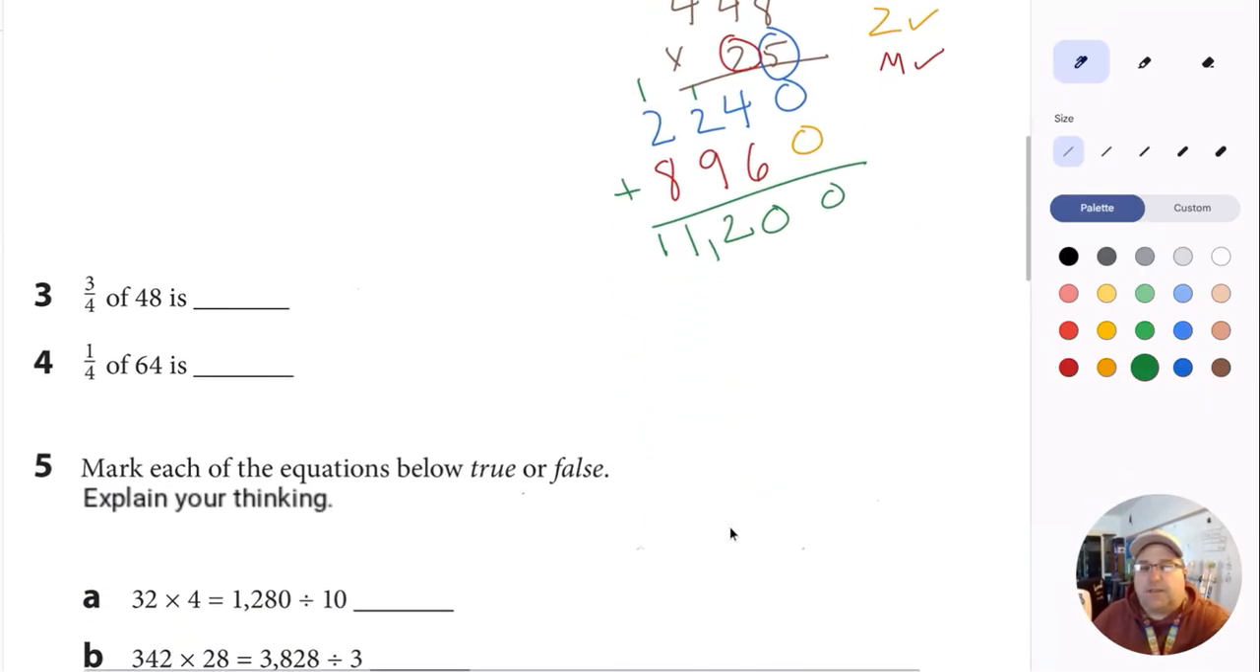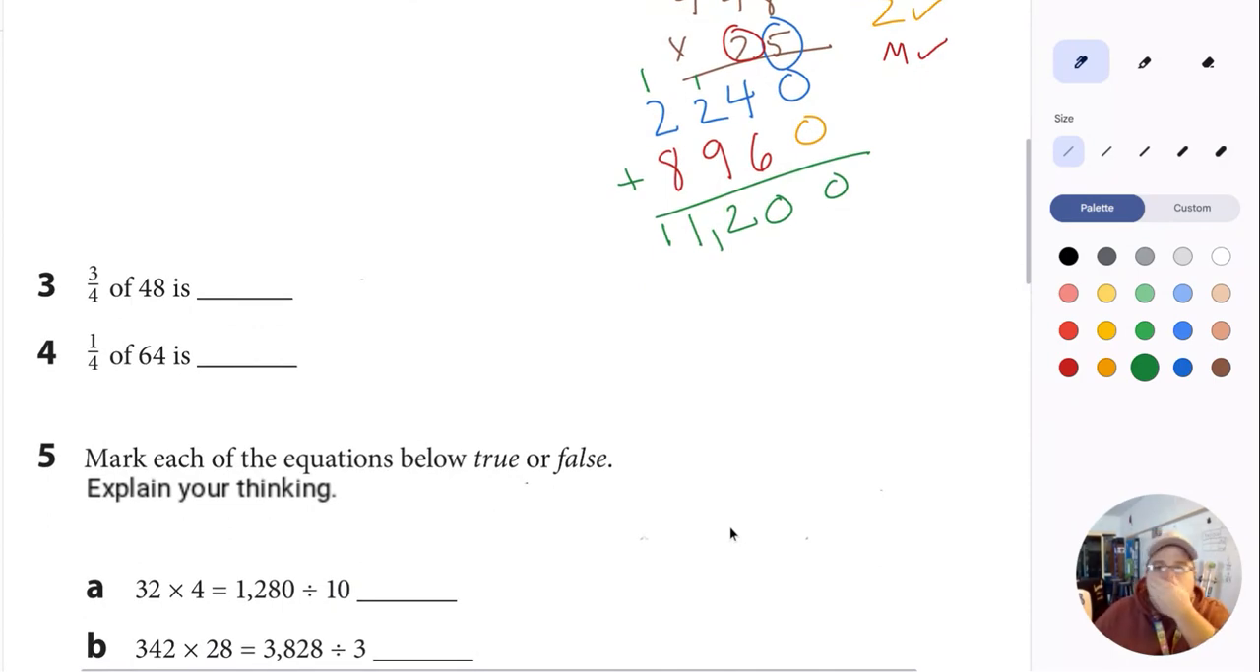All right, number 3, we're finding a fraction of a number. In this case, we're looking for 3/4 of 48. And in class, we talk about, well, what's 1/4? If I can find one unit of a number, then I can multiply it by how many I need.